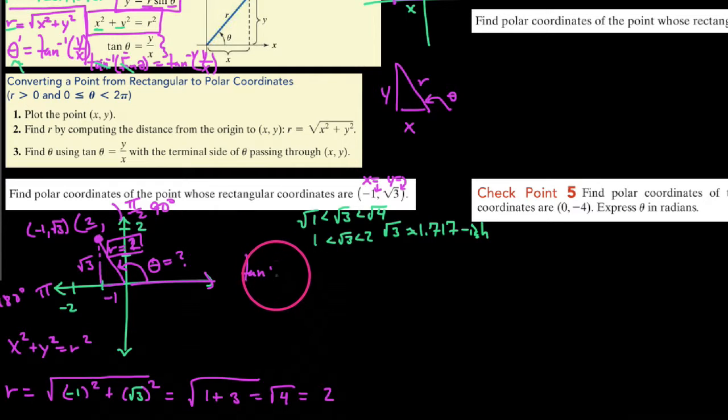When we set up our equation, tangent of theta, this second equation right here, tangent of theta is y over x. We're going to put our y value over our x value here. Our y value is √3. We get an x value of -1, so -√3.